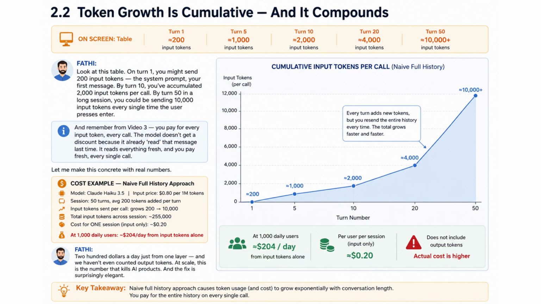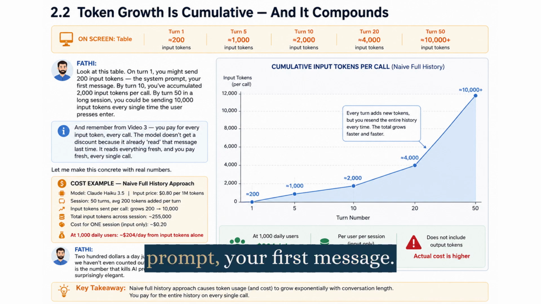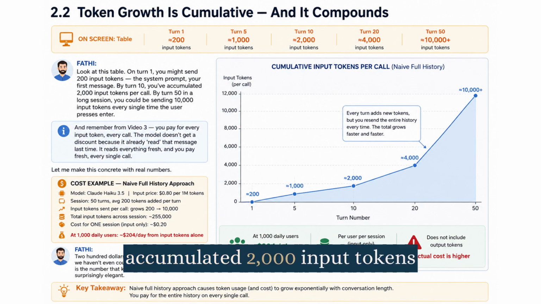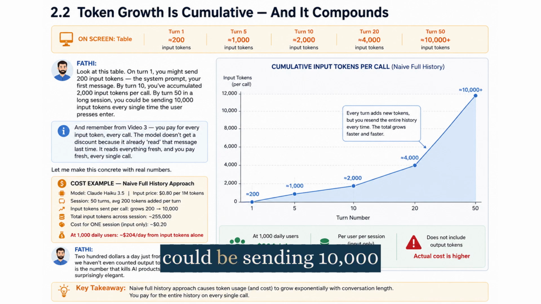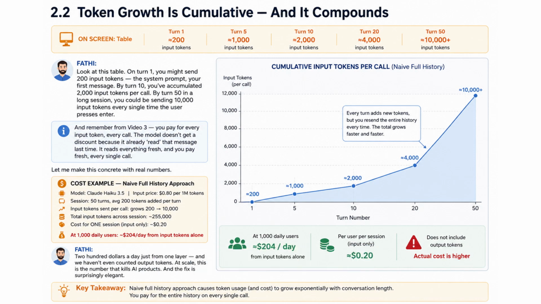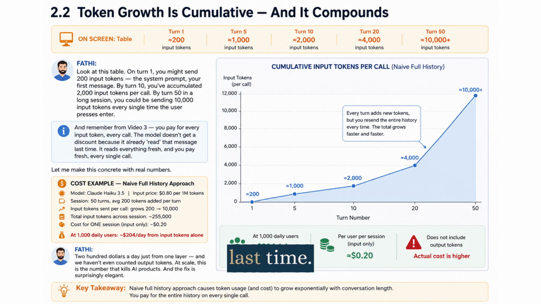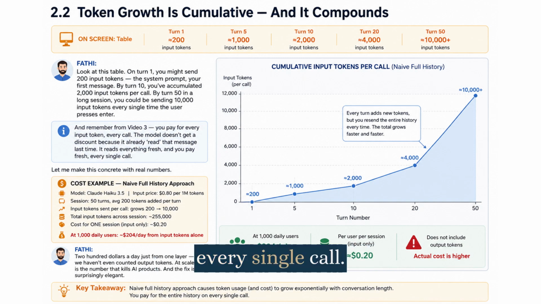Look at this table. On turn 1, you might send 200 input tokens. The system prompt, your first message. By turn 10, you've accumulated 2,000 input tokens per call. By turn 50 in a long session, you could be sending 10,000 input tokens every single time the user presses enter. And remember from video 3, you pay for every input token every call. The model doesn't get a discount because it already read that message last time. It reads everything fresh, and you pay fresh every single call.